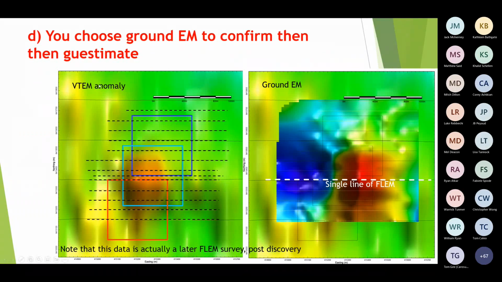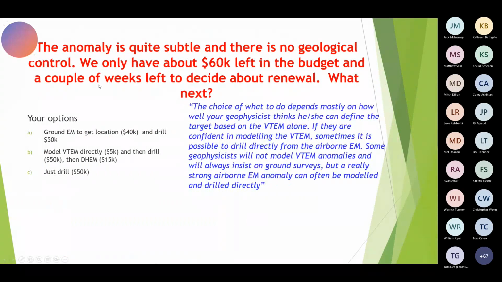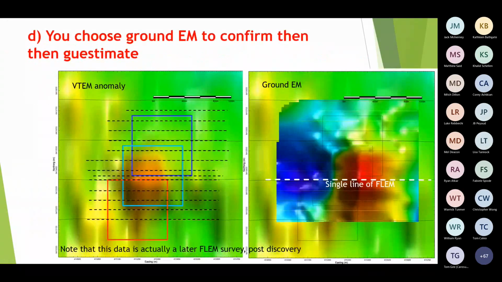So you actually choose, I only gave you three options. What they chose to do was do a single line of ground EM to confirm that it was in fact an anomaly, not some weird error in the VTEM, and then not model it. They didn't model it. They just guesstimated where the source was and then drilled it. We'll see what happened with that particular approach, which is slightly novel.